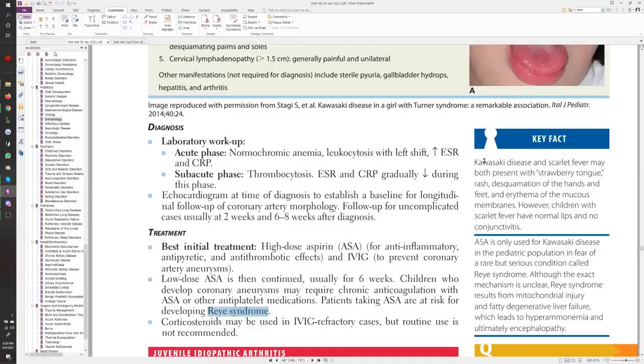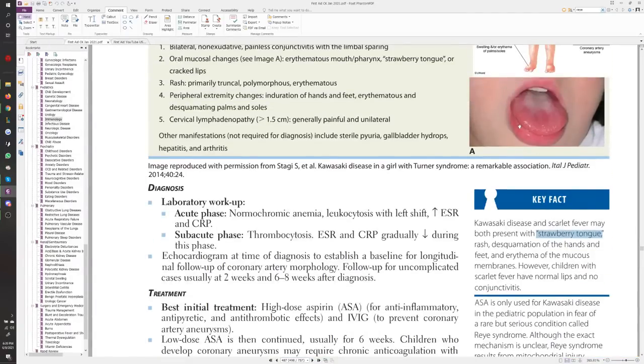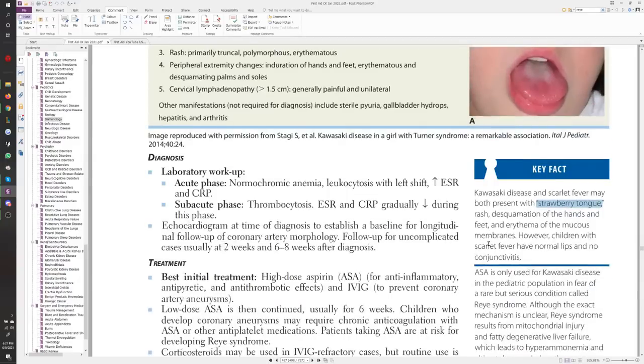So here on the right side, they tell you Kawasaki disease and scarlet fever may both present with a strawberry tongue. Remember, scarlet fever also had strawberry tongue, but they have a sandpaper rash on their face. That was another iconic feature of scarlet fever. Kawasaki disease and scarlet fever may both present with strawberry tongue, desquamation of the hands and feet, erythema of the mucous membranes. However, children with scarlet fever have normal lips and no conjunctivitis, right? They don't have red eyes, nor do they have mucositis, where the lips are all inflamed and burning.